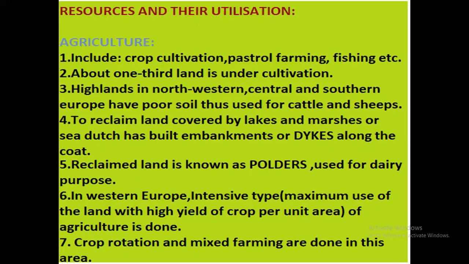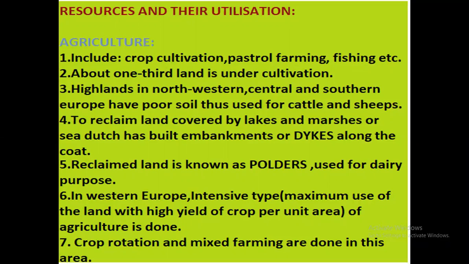Now, highlands in the north, western, central, and southern Europe have poor soil. Thus, these places are basically used for cattle and sheep. I repeat, highlands in the north, western, central, and southern side of Europe do not have such fertile soil. Thus, those places are basically used for animal rearing, that is, for cattle and sheep.